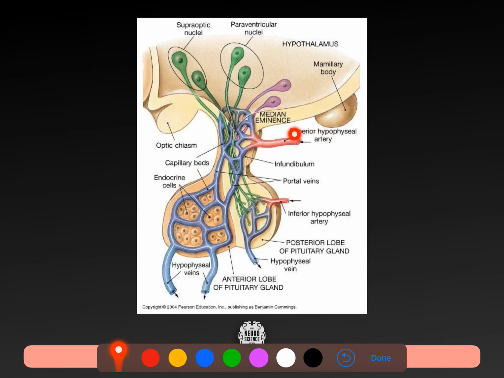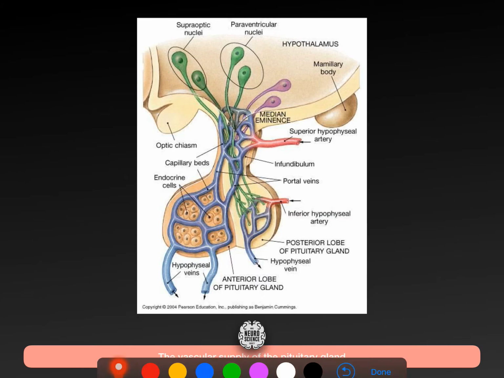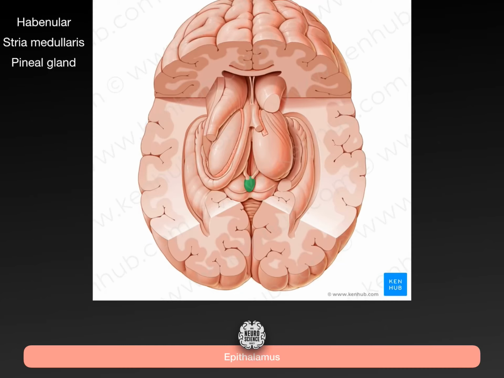So your superior hypophyseal artery, it will be safe to say, supplies the infundibulum and the anterior pituitary, and your inferior, it will be safe to say, supplies the posterior pituitary. There's obviously going to be anastomoses and variable overlaps here in the capillary beds because they are incredibly variable, but that is that. So the epithalamus, we've already said, consists of three things.